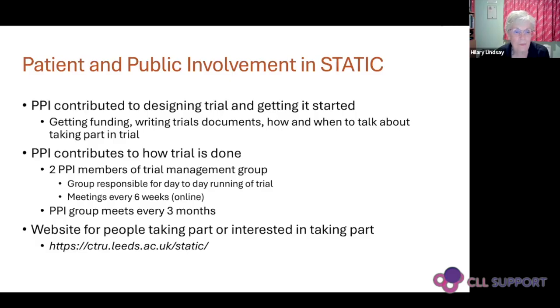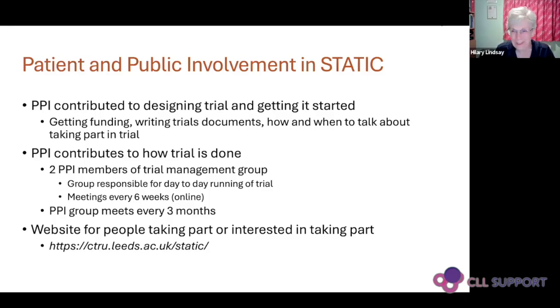We contribute to how the trial's actually done on an ongoing basis. So Lilia and I are both members of the trial management group. This is a group that's responsible for the day-to-day running of the trial. It meets every 6 weeks. It now meets online since the pandemic and the lockdown. And there are about 15, 20 people on the call, or more than that, reporting into it. So it's a big exercise, if you like.